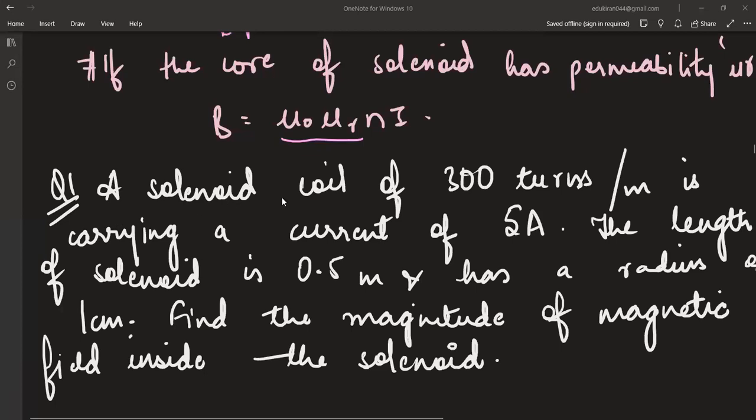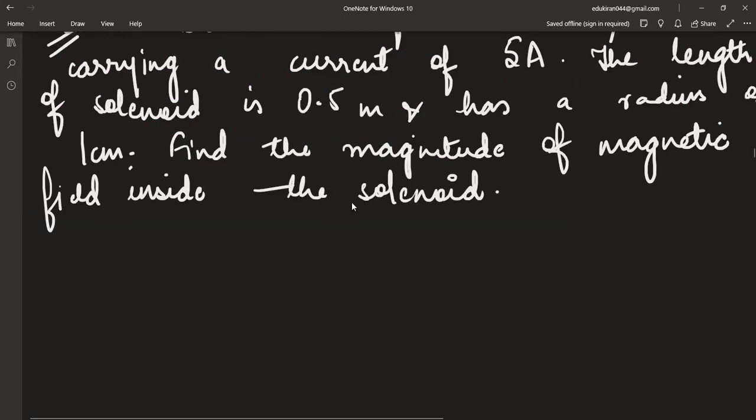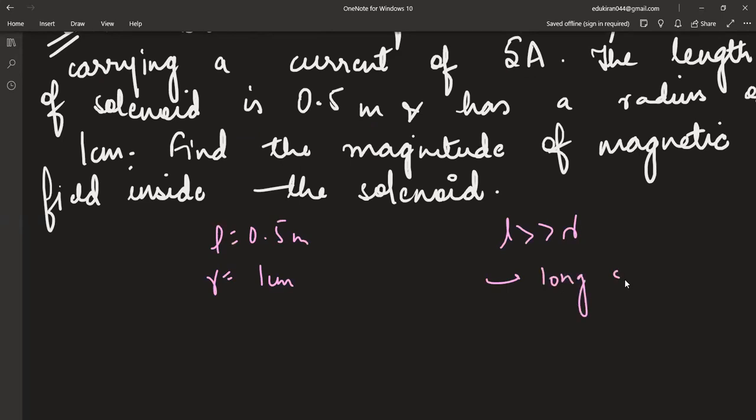See, this question says that a solenoid coil of 300 turns per meter is carrying a current of 5 amperes. The length of the solenoid is 0.5 meters. The radius is 1 centimeter. Find the magnitude of the magnetic field inside it. Length is given as 0.5 meters and radius as 1 centimeter. This basically shows that length is very much greater than r. So this clarifies that this is a long solenoid and you can use the formula B is equal to mu naught n I. Just for that purpose, these two are mentioned.